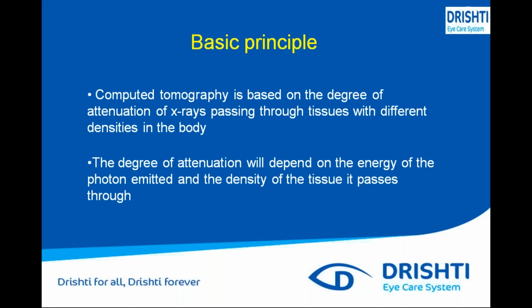The degree of attenuation will depend upon the energy of the photon, and on how dense the mass, the tissue, or the bone is. If the mass is thinner, the X-ray will pass and the attenuation will be faster. If it is dense, the attenuation will be a little slower. These differences in density are used to characterize the tissue, which type of tissue or which type of mass is there. According to that attenuation only, the CT scan calculates.